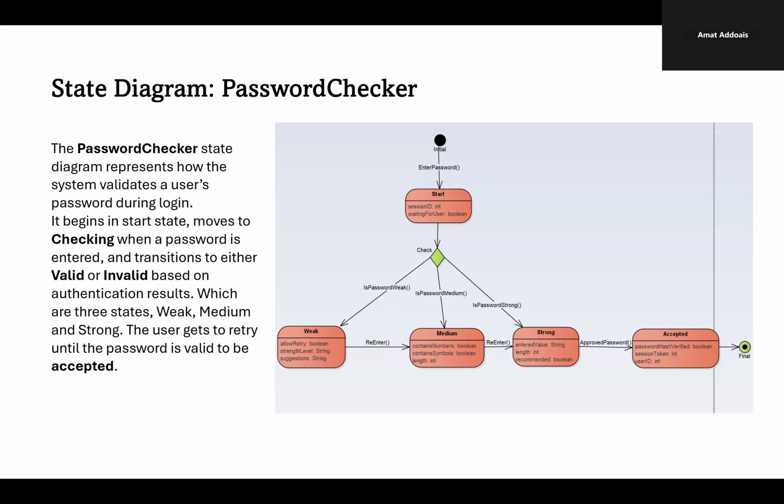The next state diagram I'll talk about is the password checker. This diagram explains how SplitSmart checks a user's password during login. Everything starts in the start state, where the system is simply waiting for the user to enter their password. Once the user types it in, the system moves into the checking state.